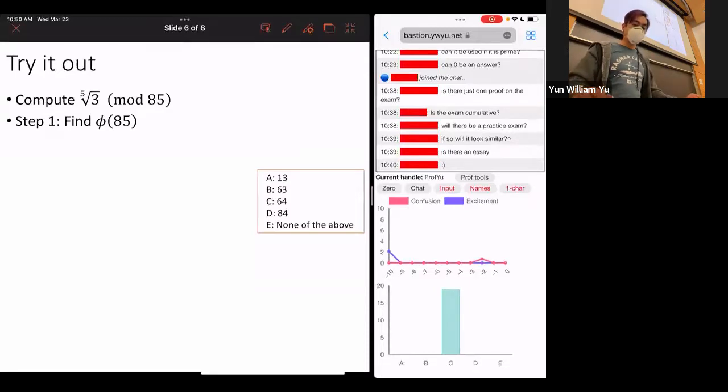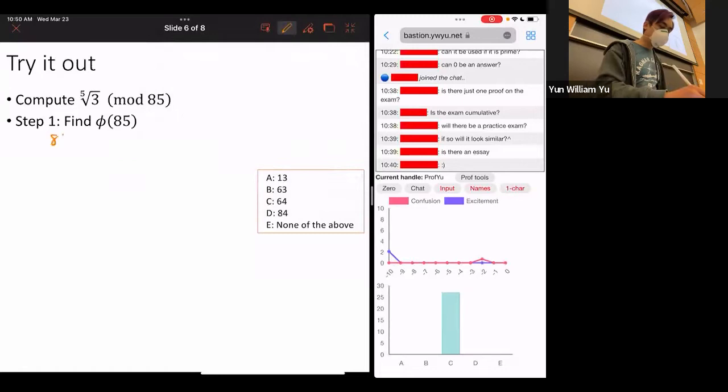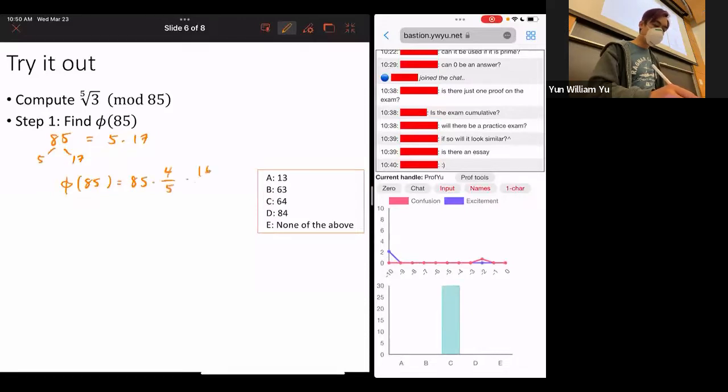Okay, so it looks like people are starting to get answers. People are getting 64. Well, let's try this out. So 85, oh, I shouldn't be using green. I keep on forgetting that. Let's use orange. So 85, if you do a prime factorization of that, that's 5 times 17. So then phi of 85 is equal to 85 times 4 over 5 times 16 over 17, which is equal to 64. Okay, great. So that's step one.